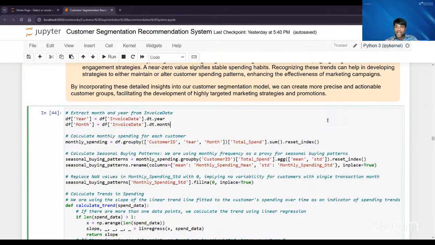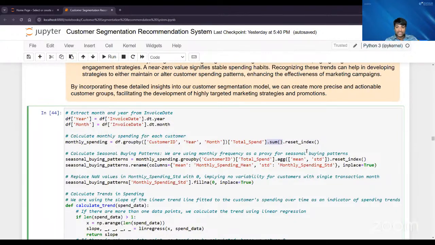That can be understood by grouping the customers, to see how the customers actually behave in their online purchases. Here you can see that, based upon their year and month, they're summing the total spend, which is what they're trying to do.